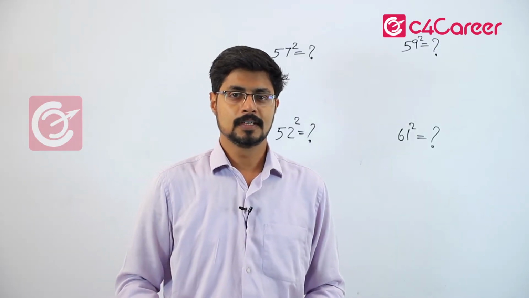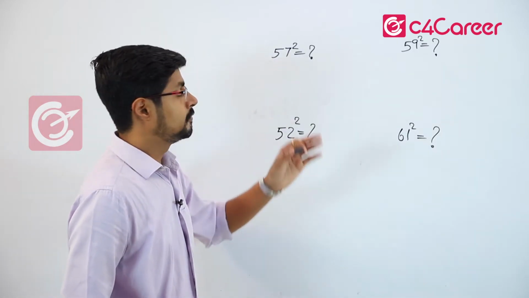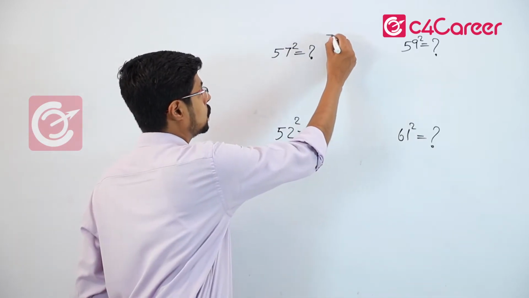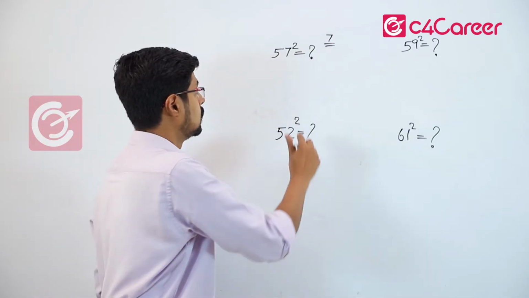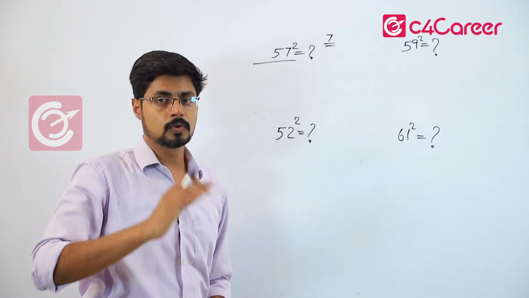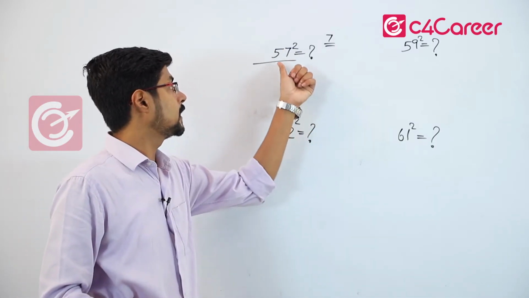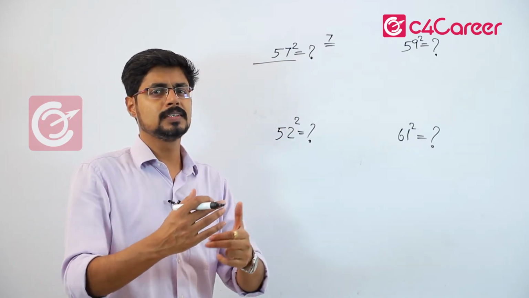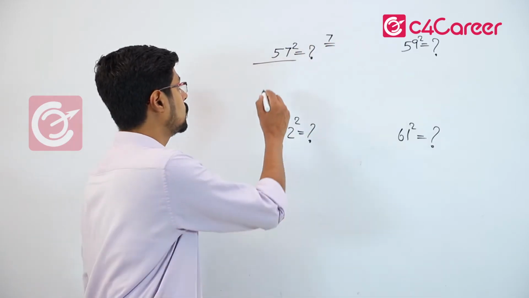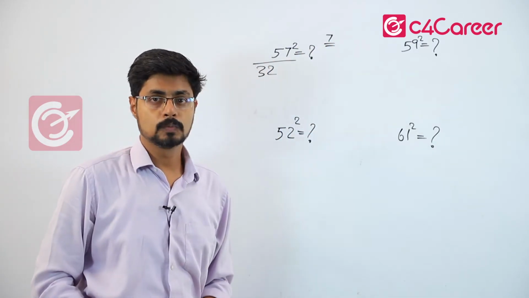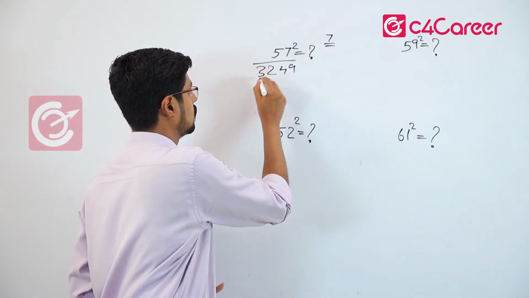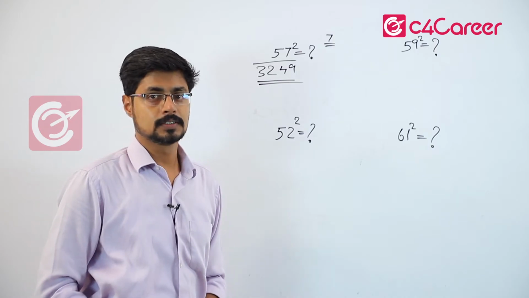So my dear students, let's look at some practice questions. 57 square. Taking the difference from 50, what is going to be that difference? 7. What is the first part of your answer? Remember that number 25. Whenever you are taking difference from 50 or the number is near 50, you always have 25 in your mind. So 25 plus 7 is going to be 32. Second part is always the same, 7 square, which is going to be 49. So the answer is 3249.